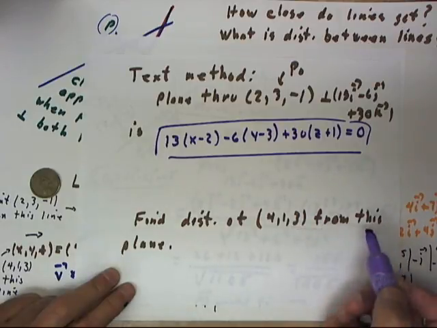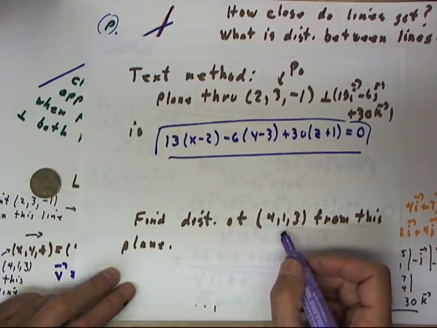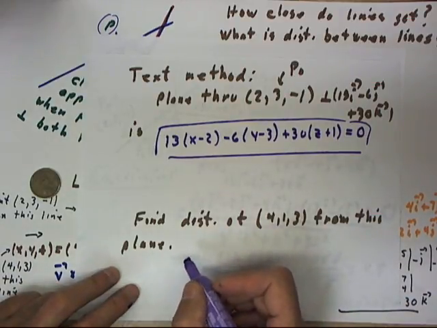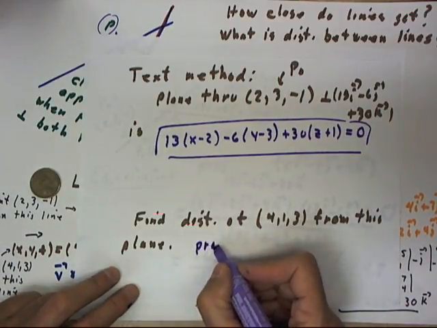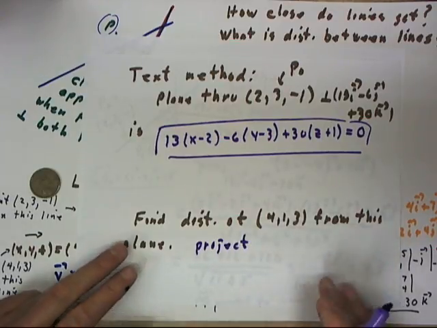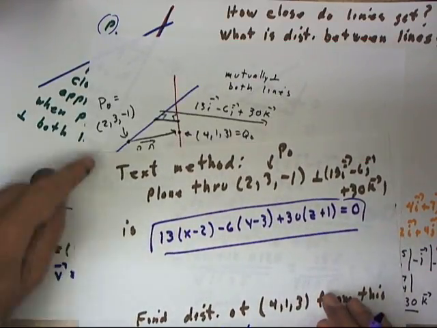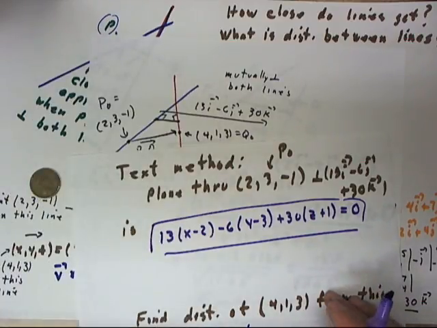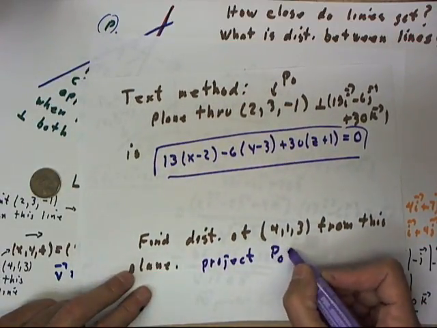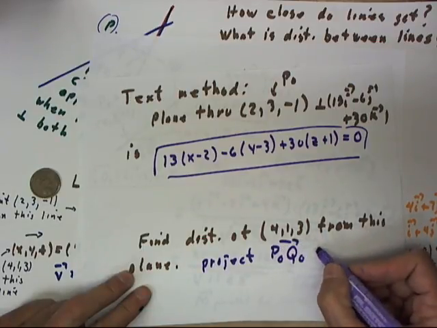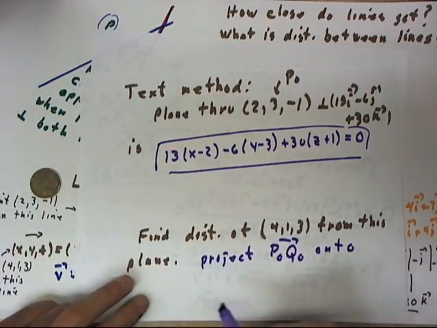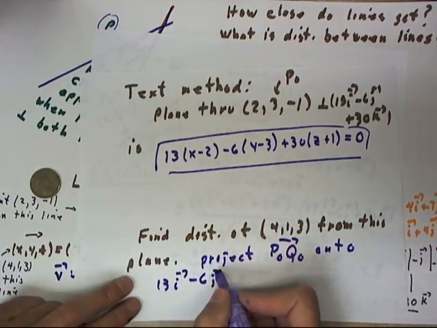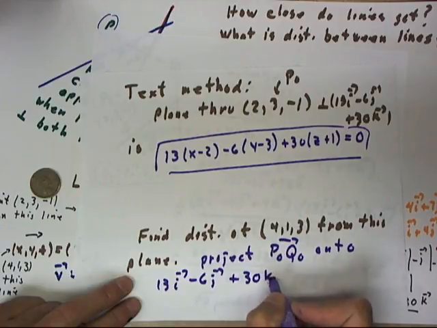To find the distance of a vector from the plane, what do we do? Of a point from a plane, we again project a line from a known point on the plane, known point being P naught and our point being Q naught. Project P naught Q naught again onto 13i - 6j + 30k.